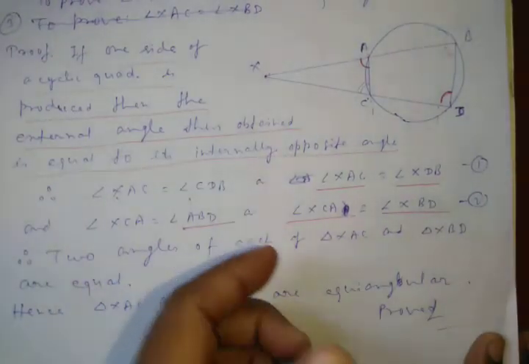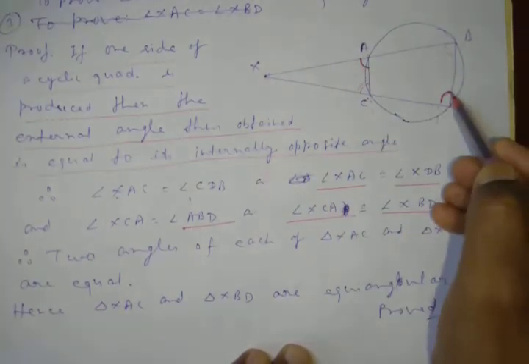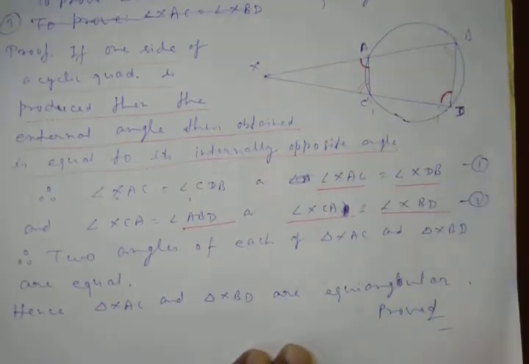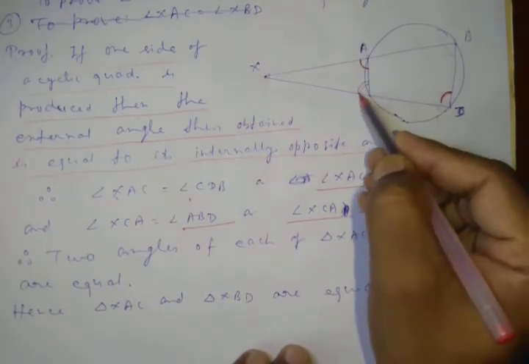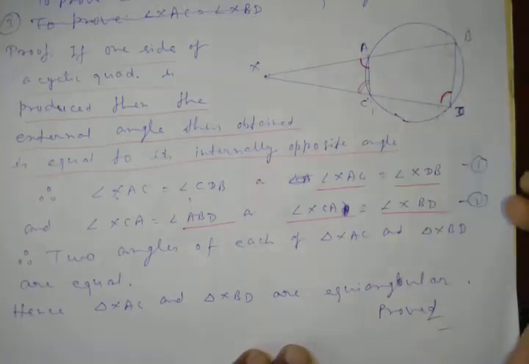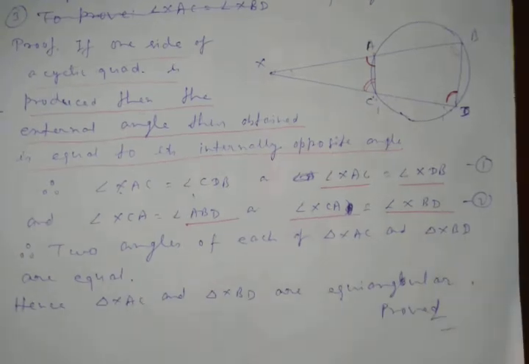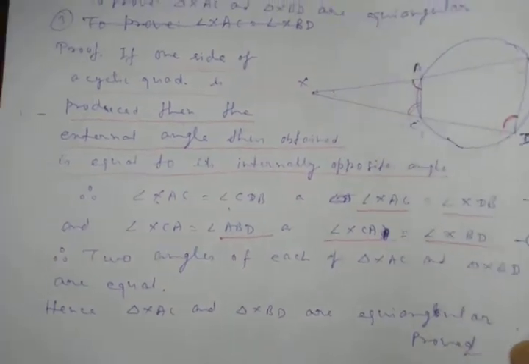Because we proved that, now see that one angle of the smaller triangle is equal to one angle of the bigger triangle, and the other angle of the smaller triangle is equal to the other angle of the bigger triangle, and this angle is common to both triangles. So both triangles are equiangular. So this is the proof of question number 3. And this is question number 4.